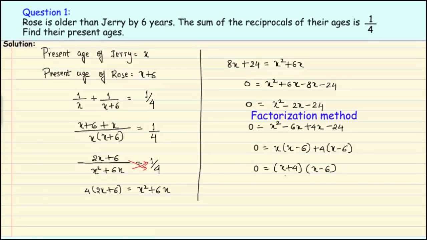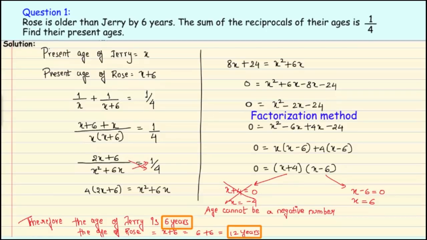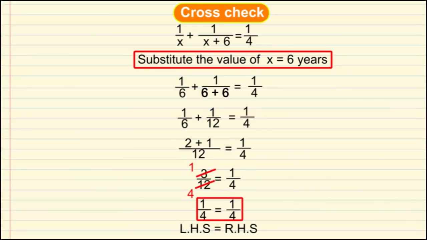So here we are getting two values of x: x equal to minus 4, x equal to 6. We cannot use x equal to minus 4 because age cannot be a negative number. Therefore, the age of Jerry is 6 years and the age of Rose is 12 years. Let's move on to the next question.